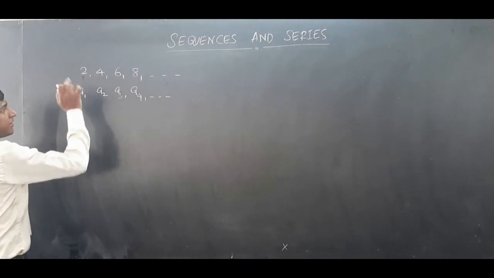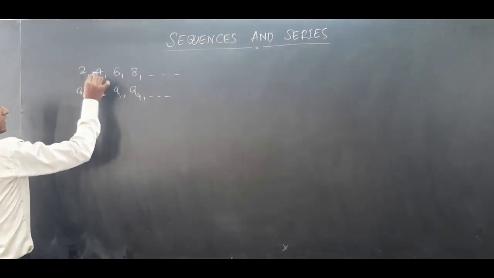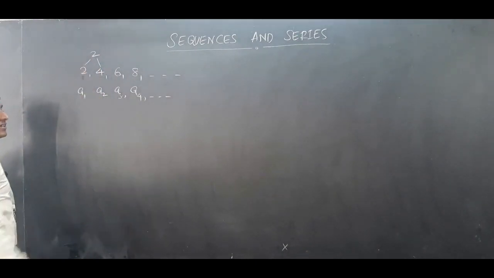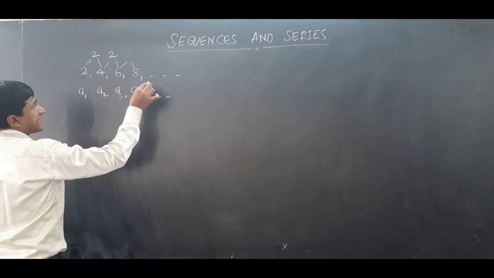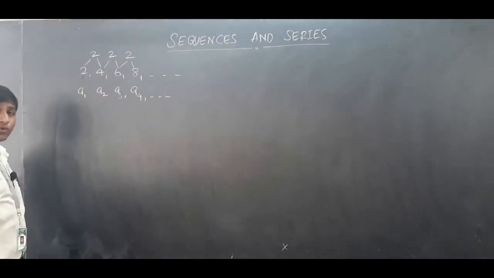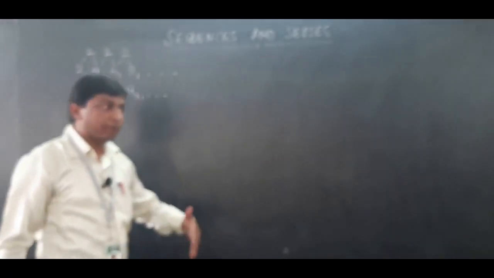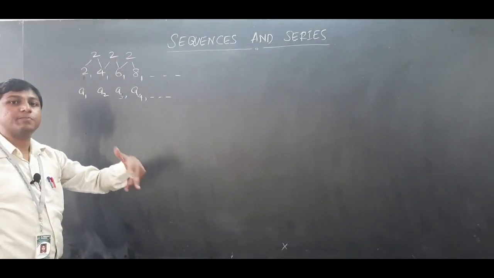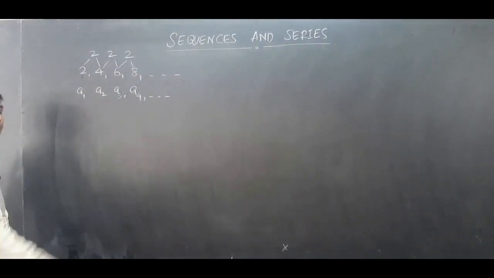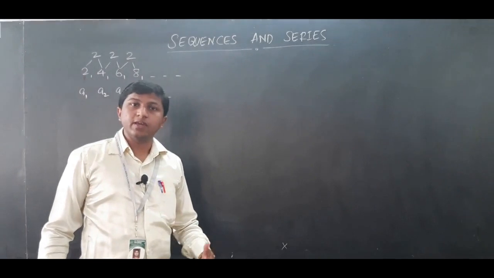Second term minus first term, 4 minus 2, what do we get? We are getting 2. 6 minus 4, again we are getting 2. 8 minus 6, we are again getting 2. So, you can see that the difference between any two consecutive terms of this sequence is constant, the same number 2, repeatedly. Hence, this sequence of numbers, we can call it an AP.